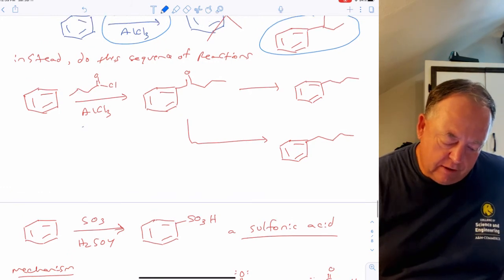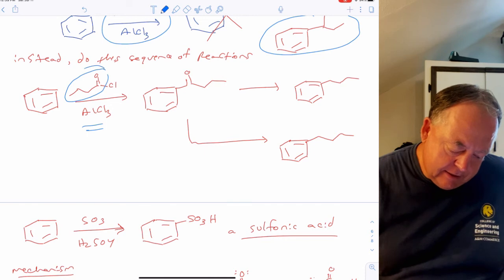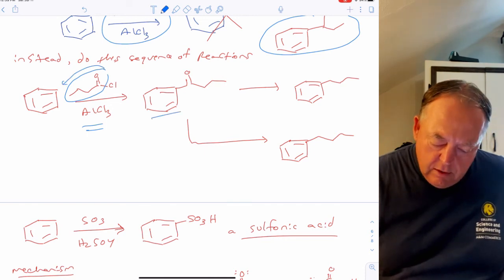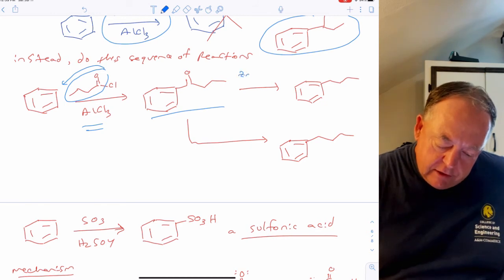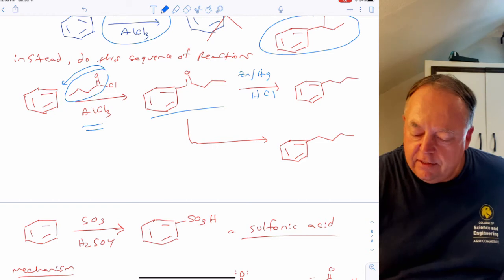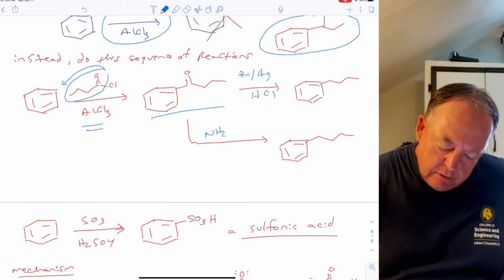You could do the Friedel-Crafts acylation first. Right, so take that and attach it to benzene. And then reduce your C double bond O. So you could do the Clemmensen reduction, mercury, zinc, and HCl. And now you've got butylbenzene, or you could do the Wolff-Kishner reduction.